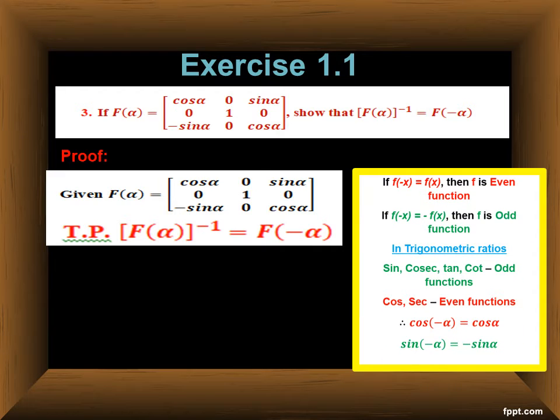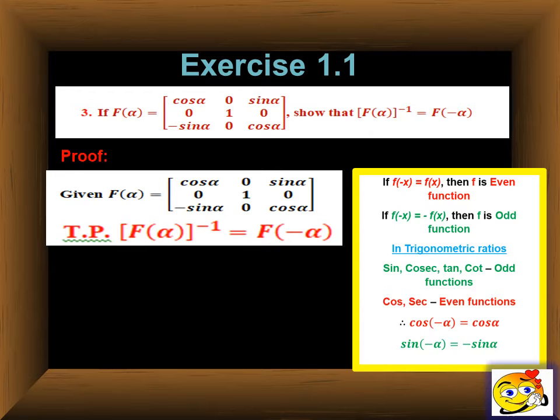If f of minus x equals f of x, then we say f is an even function. If f of minus x equals minus of f of x, then f is an odd function. In trigonometric ratios, sine, cosecant, tan and cot are odd functions. Only cos and secant are even functions. So cos of minus alpha equals cos alpha. Sine of minus alpha equals minus sine alpha.